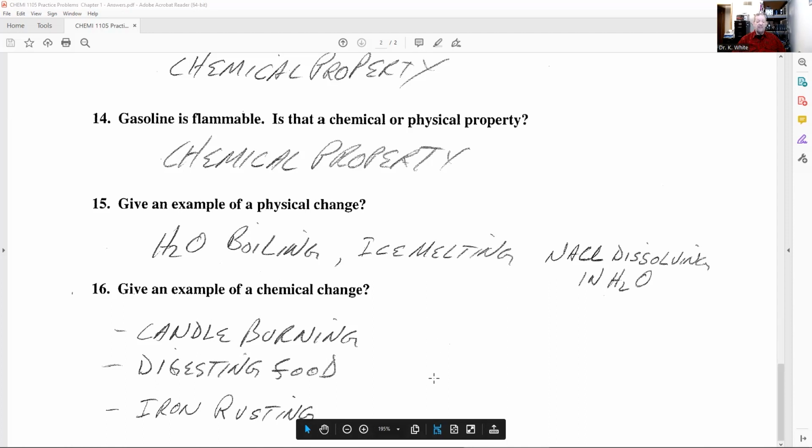Now, give an example of a chemical change. You could have a candle burning. The wax is undergoing a chemical change. Digesting food: when you eat it, it goes to your stomach, it's undergoing a chemical change. And iron rusting.